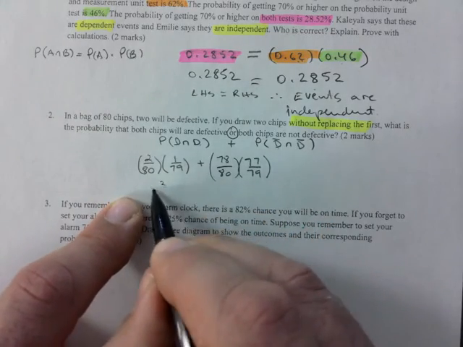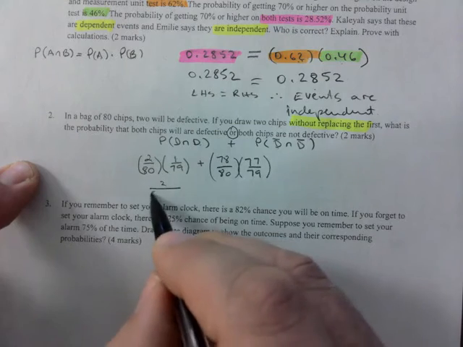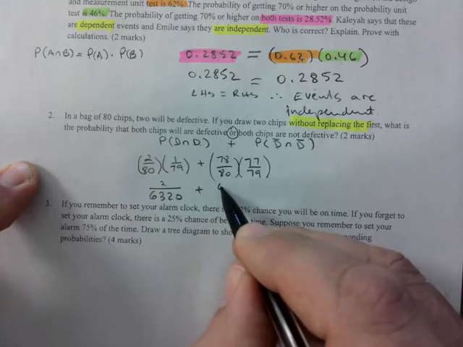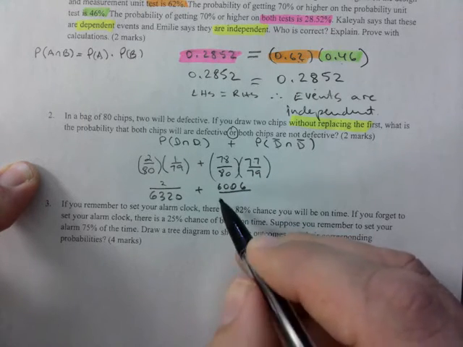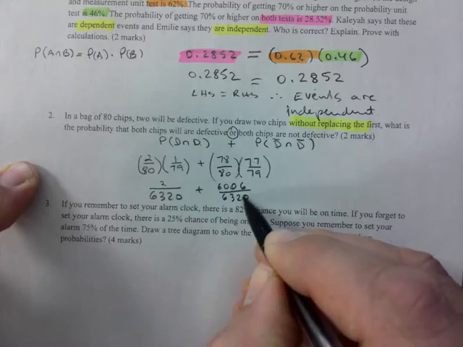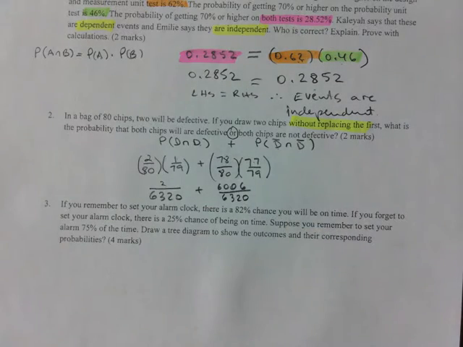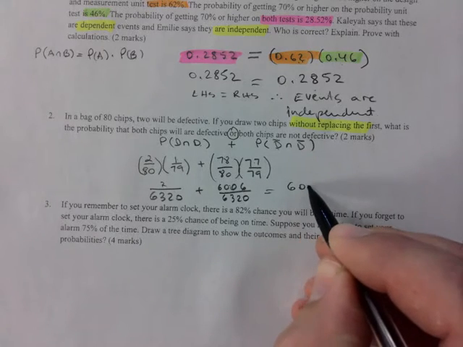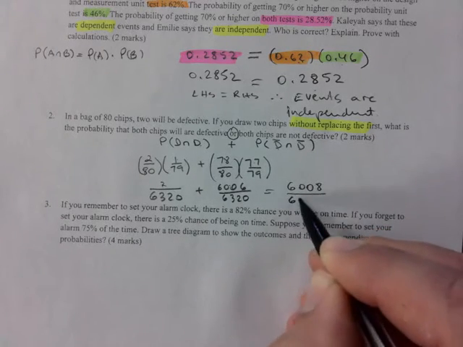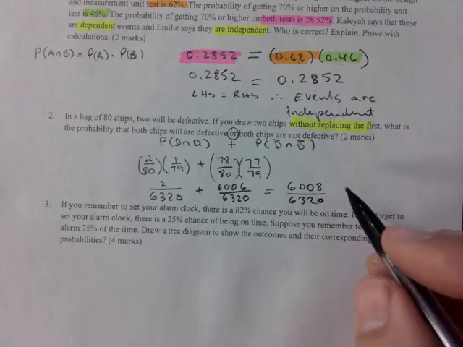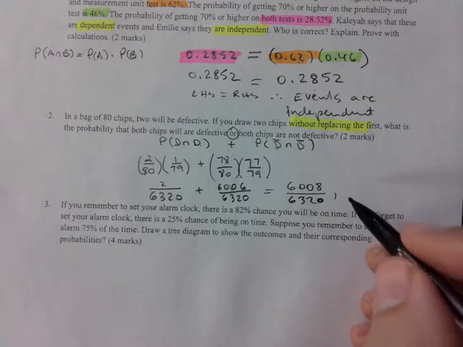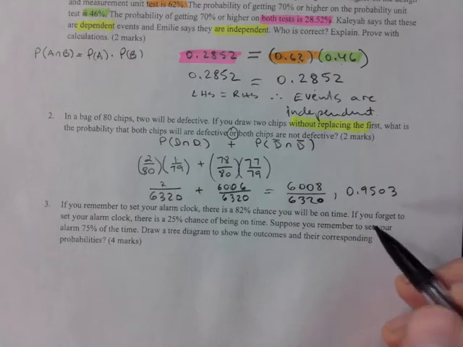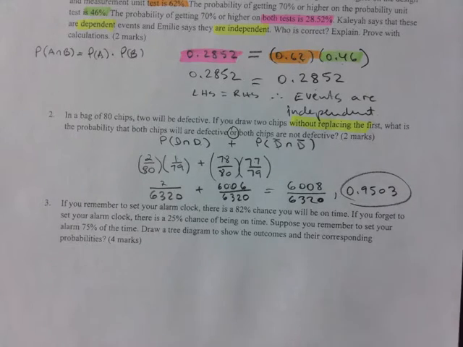So 1 times 2 is 2. 80 times 79 is 6320. Plus 78 times 77 is 6006, over the same denominator. That's why I don't like to simplify either, because in this case it's easier to add. So if you add these, you get 6008 out of 6320, which is 0.9503. Okay, so that's the probability of that happening.